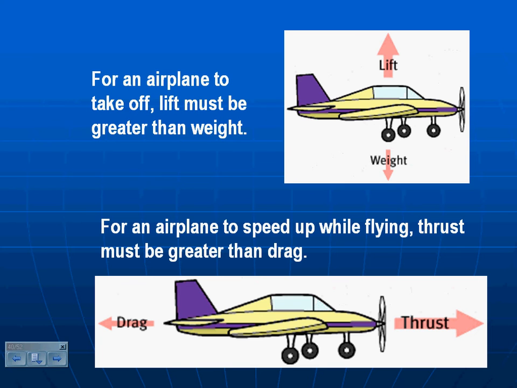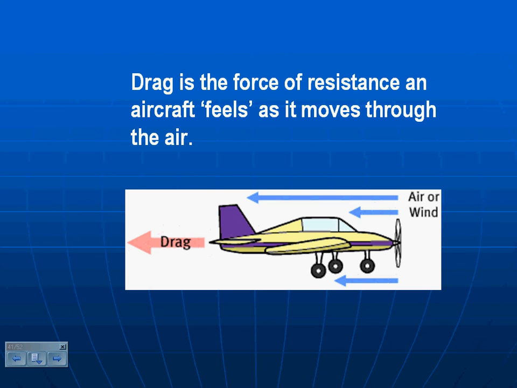As I said before, for an airplane to take off, lift must initially be greater than weight. But for an airplane to speed up while flying, thrust must initially be greater than drag. And then once you get to that desired speed, as in my previous example in the last session, that's a steady state unaccelerated flight once everything's level. But as your speed is increasing, thrust is overcoming drag at that point. And drag is the force of resistance that the aircraft feels through the air as it moves through it.